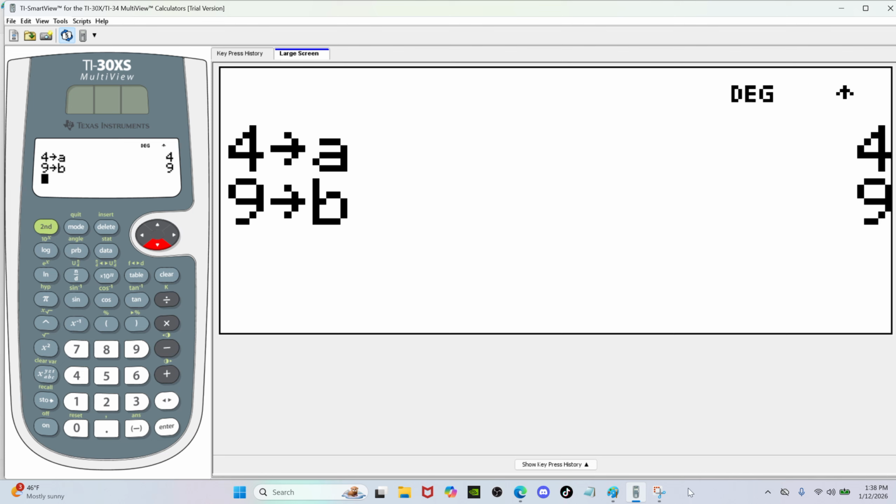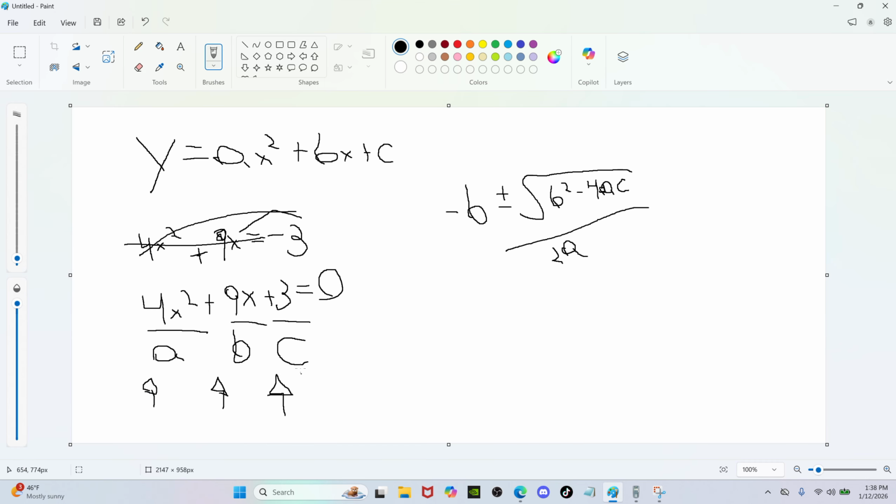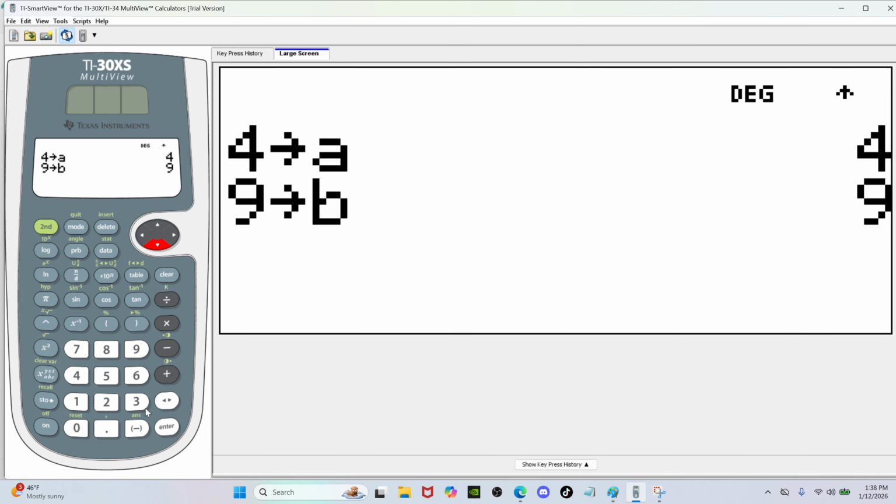And now we got our final one. And then we use the quadratic formula. So now we have 3 for our c. So I'm going to go do that. So I'm just going to do 3, store, clear variable until I get c.